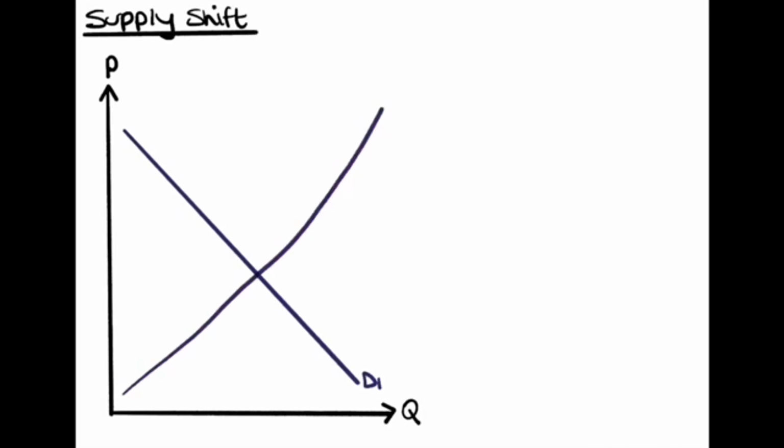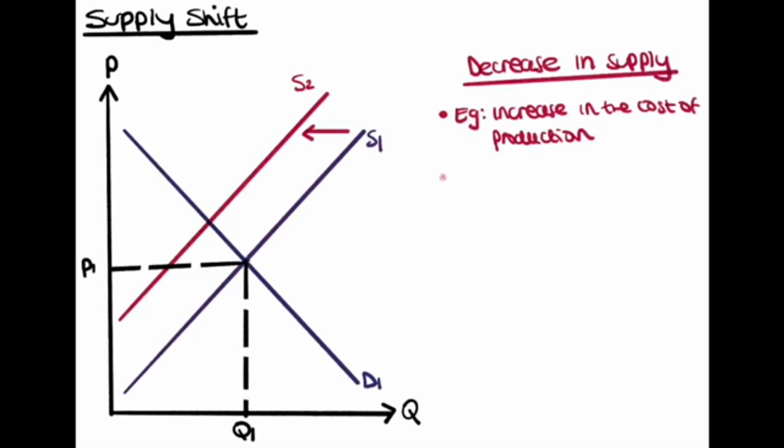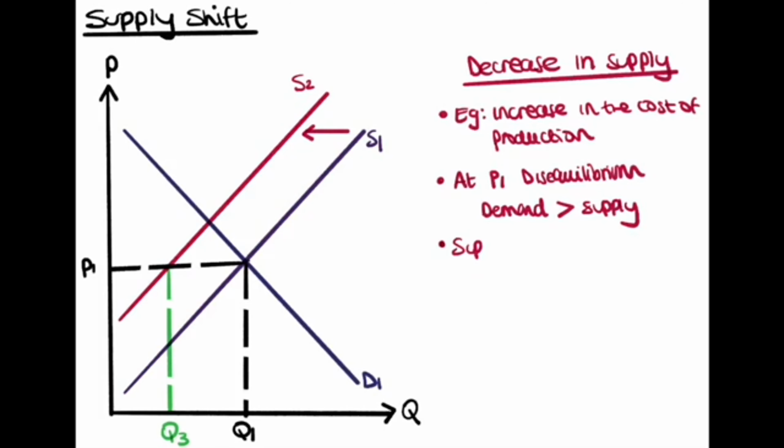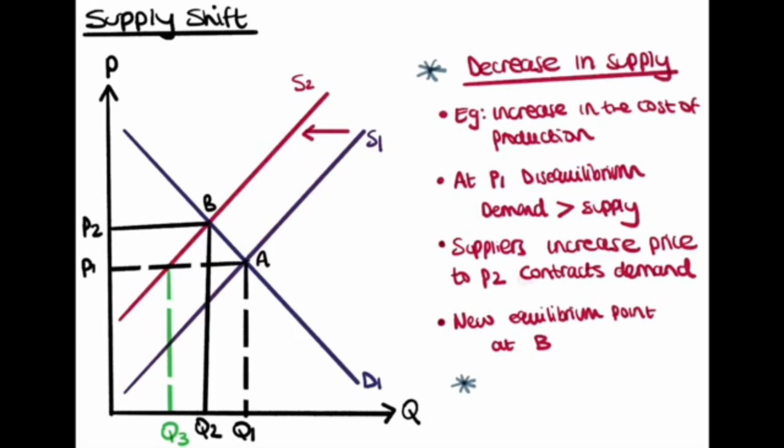Let's have a look at if there was a decrease in supply in the market, which could be due to many reasons, one being an increase in the cost of production. At price point 1, we can see that we are in disequilibrium as demand exceeds supply in the market. There needs to be an increase in price to cover the additional production costs, which would cause demand to contract, and we would be able to reach the new equilibrium point, point B. The increase in price in the market was caused by the decrease in supply.